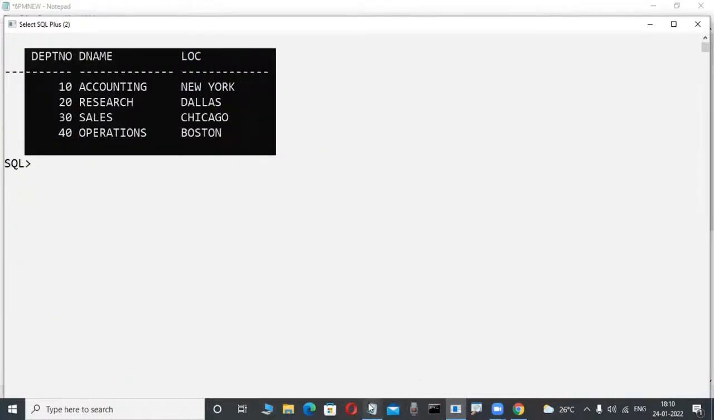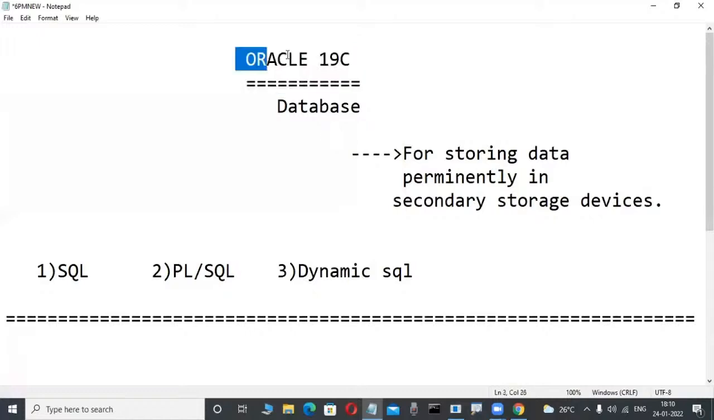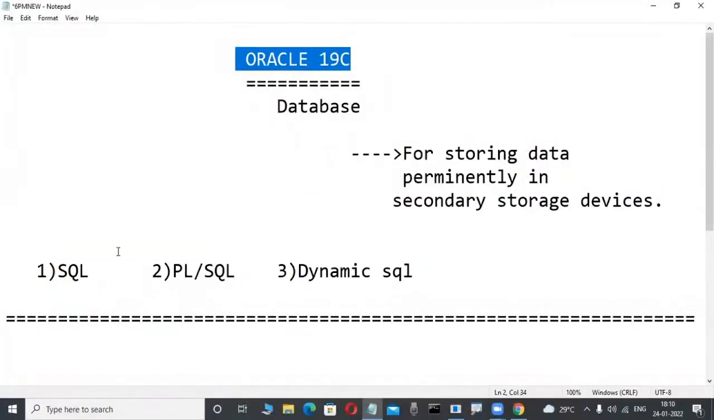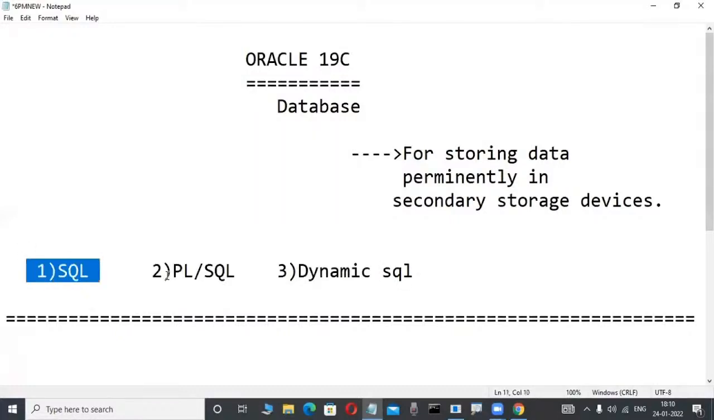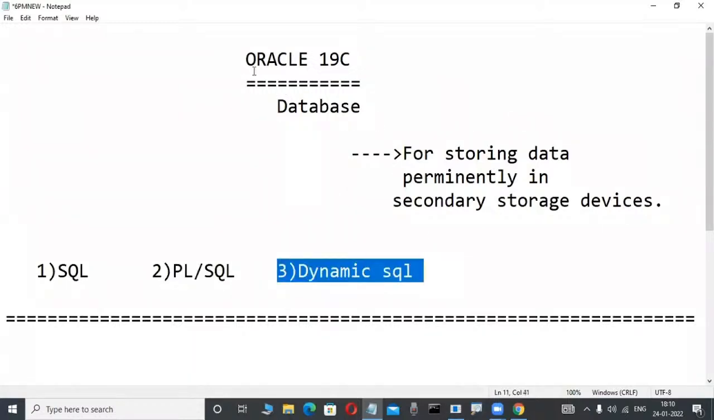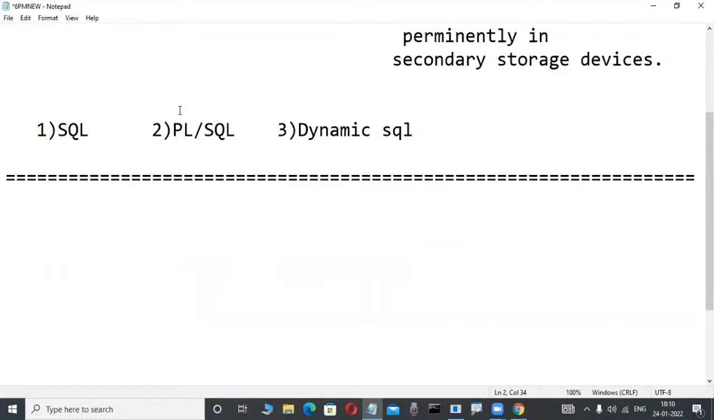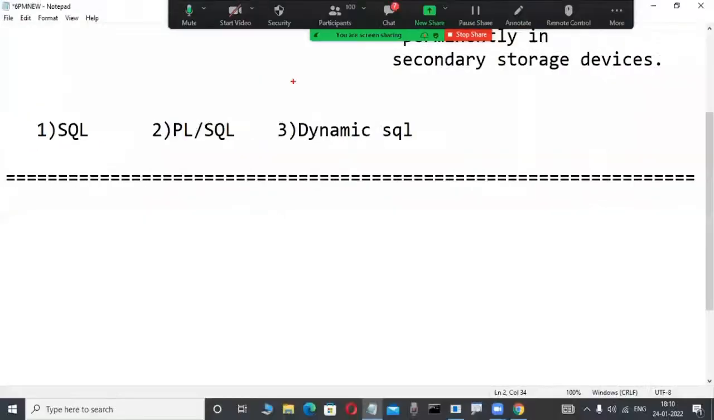Now for operating these relational data model products, one universal language is there. What is that? SQL, structured query language. But to operate the Oracle product, not only the SQL language, three languages are there. One is SQL, another is PL/SQL, procedural language extension for SQL. Another one is dynamic SQL. Anybody learning an Oracle course anywhere in the world, not from me only, in that course they are taught about these three languages.